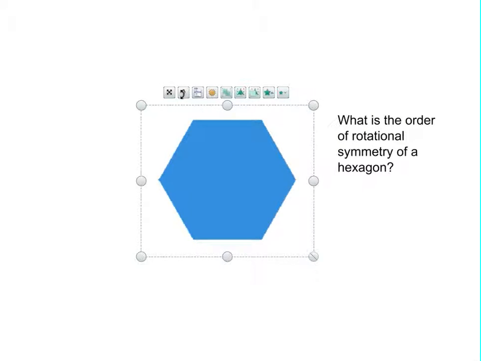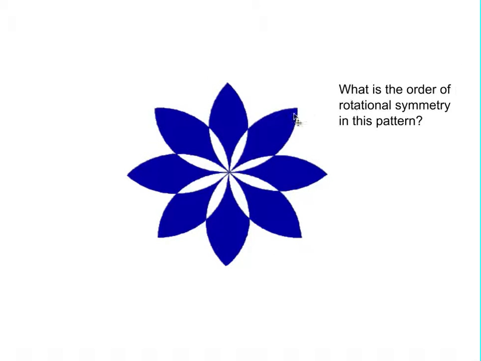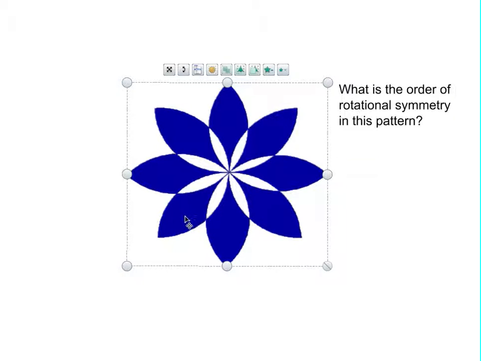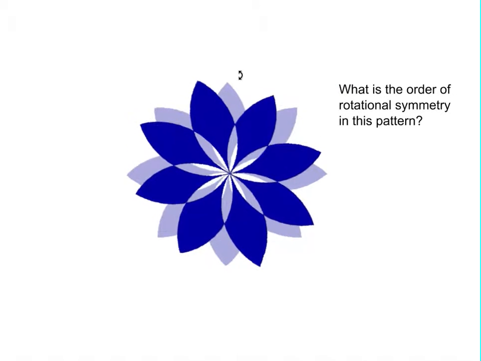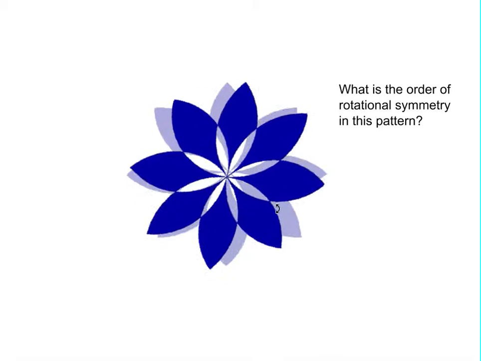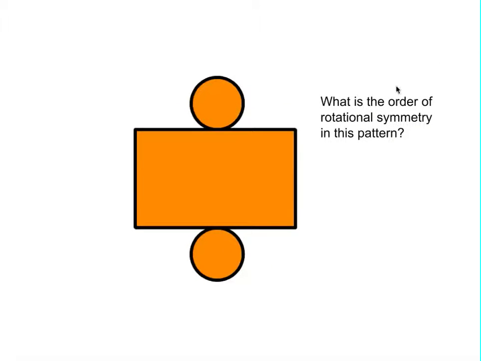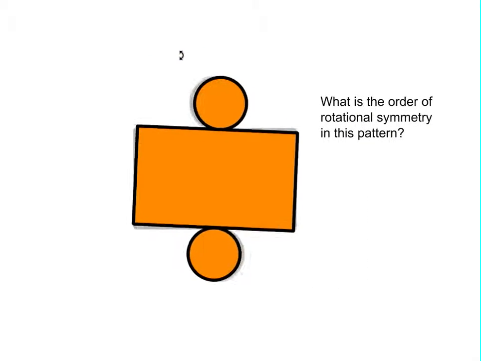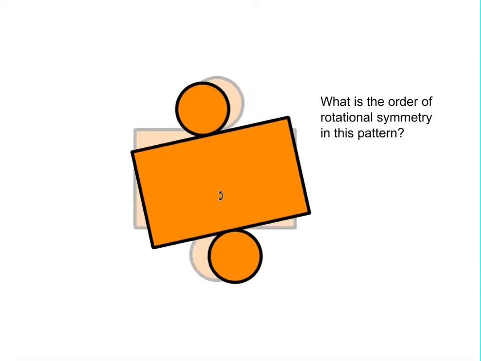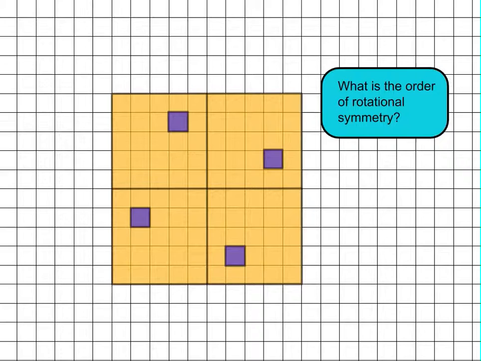A hexagon, unsurprisingly, has a rotational symmetry of order 6. This shape, if you count the sides, 1, 2, 3, 4, 5, 6, 7, 8, has rotational symmetry order 8, because there are 8 different ways you can rotate it, and the shape looks the same. This shape has rotational symmetry order 2. If I rotate it round, it looks the same there as it does here. So that's going to be order 2.